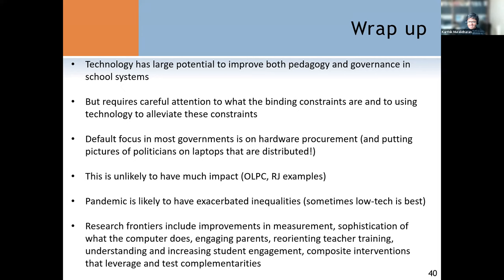So there's tons of areas of active research, including improvement in measurement, sophistication of what the computer does, how do you engage parents, how do you reorient teacher training to better use the technology, how do you understand and increase student engagement, and can you do composite interventions that leverage and test complementarities, right? Because when you have content and engagement and incentives and motivation, maybe you can have step function increases in learning outcomes. And so, fortunately, there's tons and tons of new and exciting things for you all to do.